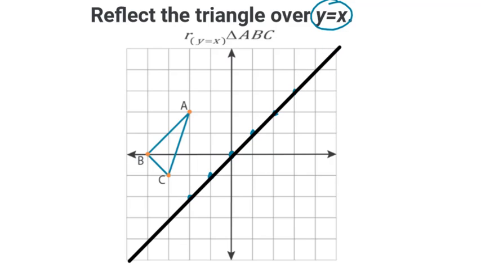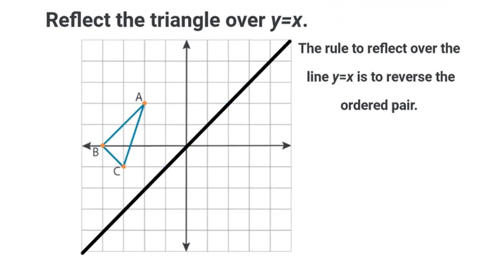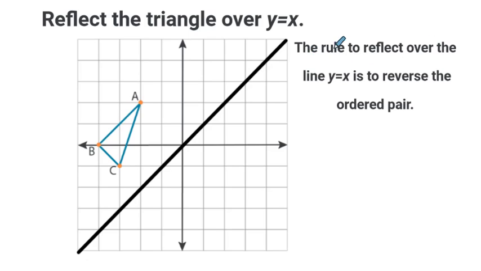Now we have a nice quick little way to reflect these. There's kind of a rule that works when I'm reflecting over only y equals x. It's only true for y equals x. When I reflect over y equals x, the rule is when we reflect, you reverse the ordered pair. So this can be a nice way to check in the end.